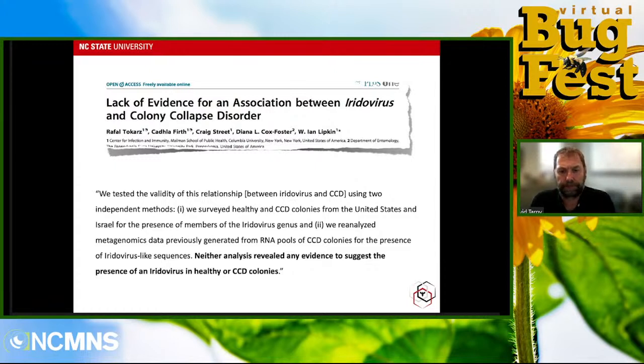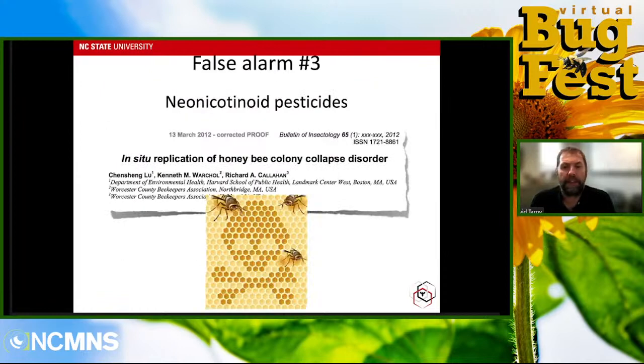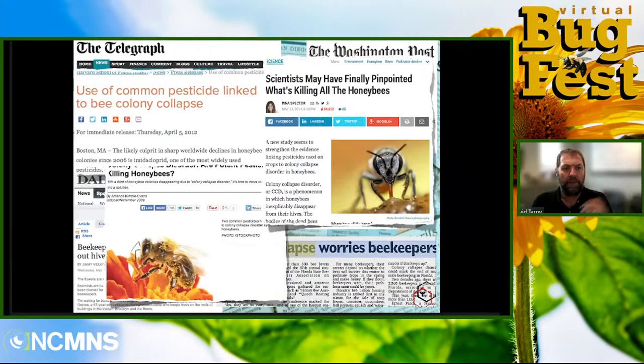The third time that the media really picked up on honeybee studies that were looking at the underlying cause of colony collapse disorder was this one, looking at a particular class of pesticides called neonicotinoids, where they were feeding different doses of these neonicotinoid pesticides to honeybee colonies and then measuring their decline over time. So again, there was a huge sensation in the media saying that scientists have pinpointed what's killing all the honeybees.